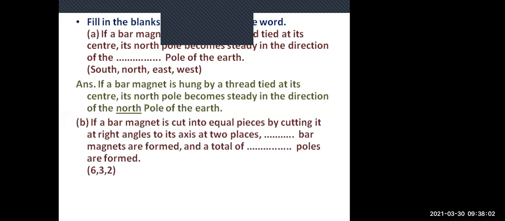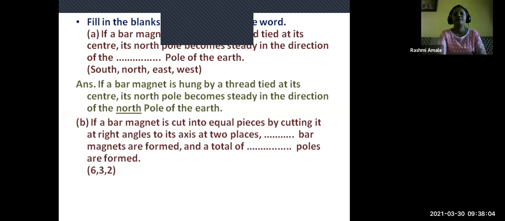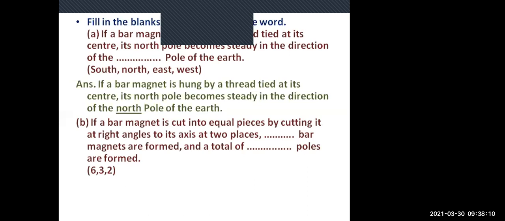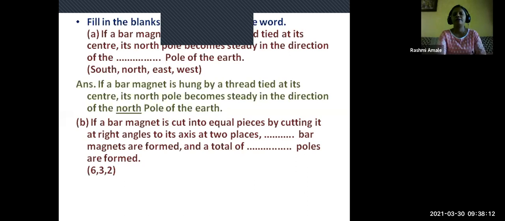Okay. If a bar magnet is cut into equal pieces by cutting it at right angles to its axis at two places, dash bar magnets are formed and a total of dash poles are formed. So come on, tell me the answer. How many bar magnets will be formed? And how many poles will be formed? We are cutting it at two places, huh? Remember.